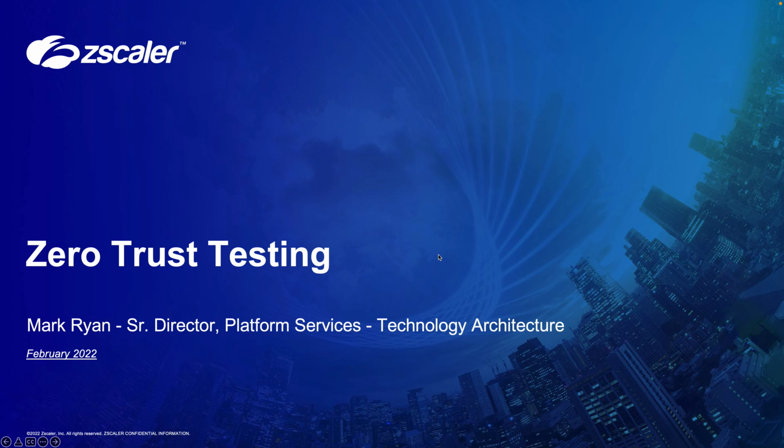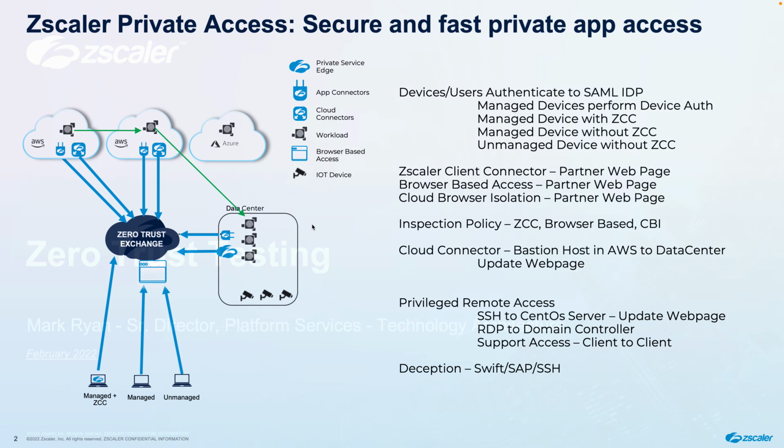Going to run you through zero trust testing in under 10 minutes. So I've got a managed device running Zscaler Client Connector, I've got a managed device without the client, and I've got an unmanaged device. They're managed because they're enrolled in Azure AD, they've got device and user certificates on them for authentication against the identity provider.